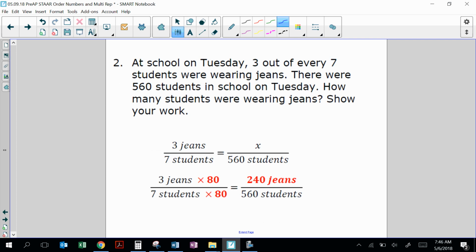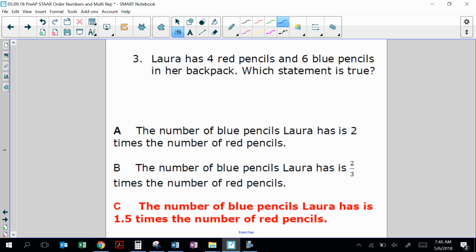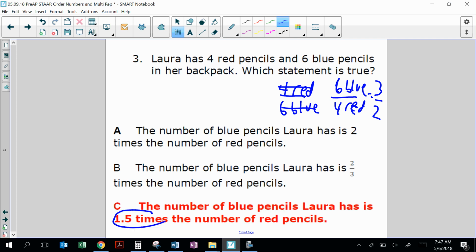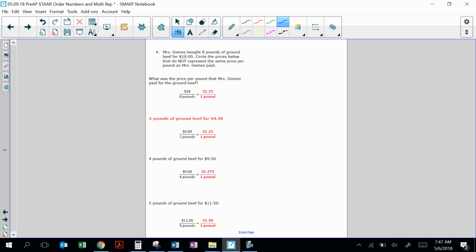Number 2, 3 out of 7 students wear jeans. How do you build 7 students to 560 students? The scale factor is times 80. That's why the answer is 240 jeans. Number 3, Laura has 4 red, 6 blue. Which statement is true? Oh, they're comparing the blue to the red. So we need to switch this around. 6 blue, 4 red. This simplifies to 3/2. So the number of blue pencils Laura has is 1.5 times the number of red pencils.